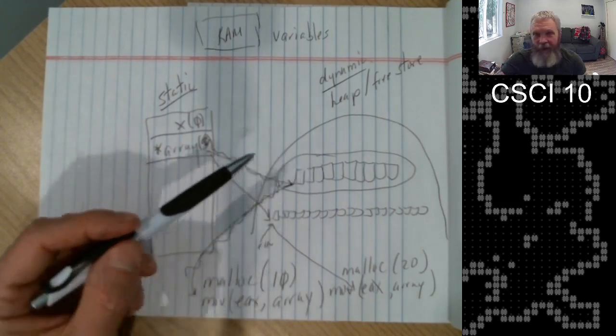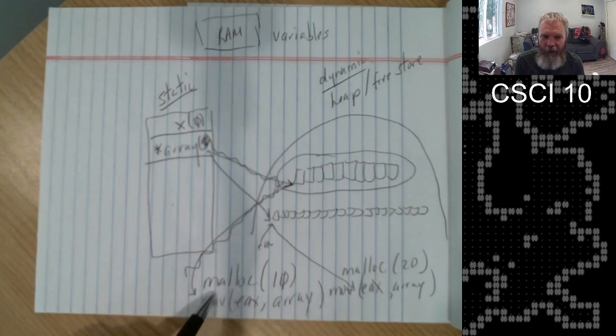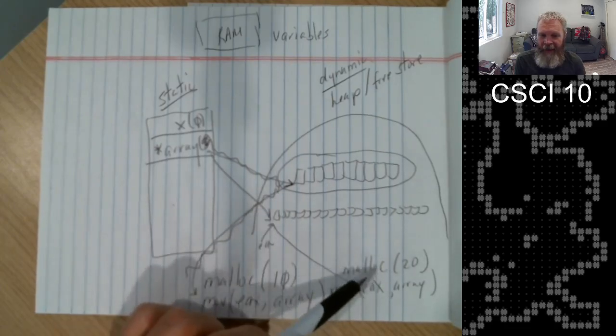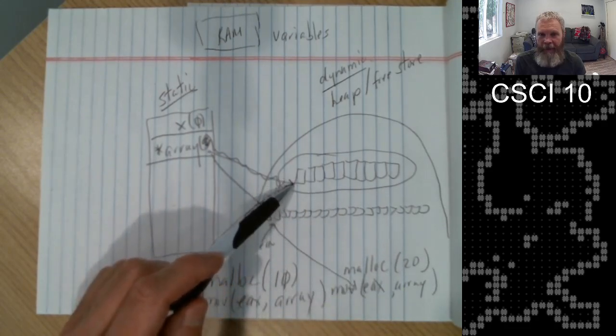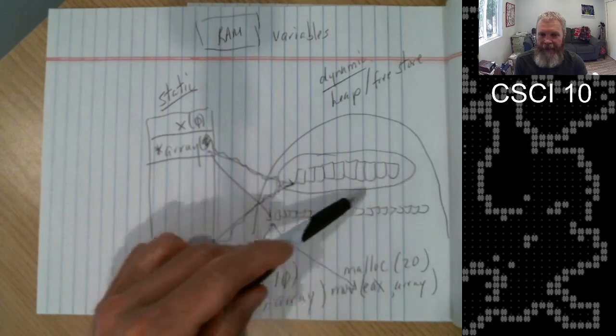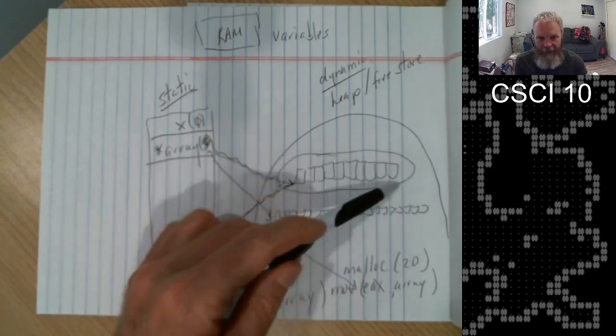It's a leak. Good one, Captain Price. So this code right here, where I allocate 10, store the address, and then I allocate 20 and overwrite that stored address, is called a memory leak. There's no getting this back until the program is shut down.